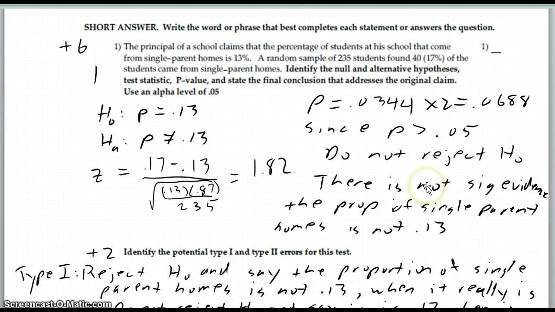So that means there's not significant evidence that the proportion of single-parent homes is not 13%. So we don't have enough evidence to say it's not 13%.